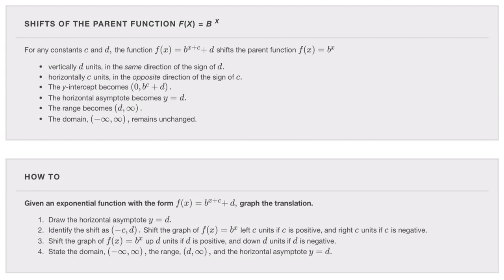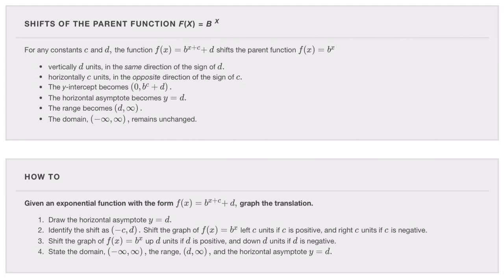If we add a positive, it goes up. If we subtract a positive, it goes down. But on the inside, if we add a positive, even though positive is to the right, this actually moves the graph to the left. Okay? So it tends to be the opposite of our intuition.